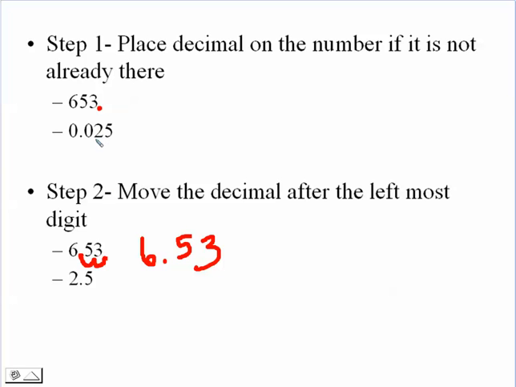Now, in the second number, it's a little bit different. Zeros don't really count as an actual digit. It's really just a placeholder. So 2 is really our leftmost digit, so we want the decimal after the 2. That's why down here, the number has moved from 0.025 to 2.5. The zeros just drop off since they're in front. So that's step 2.